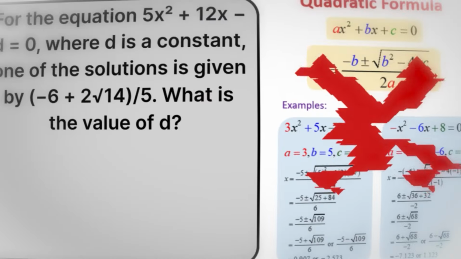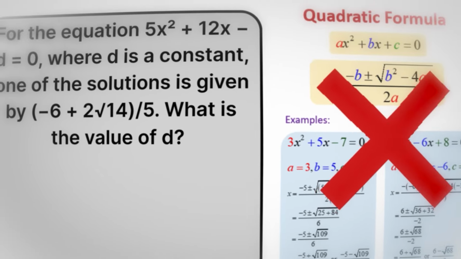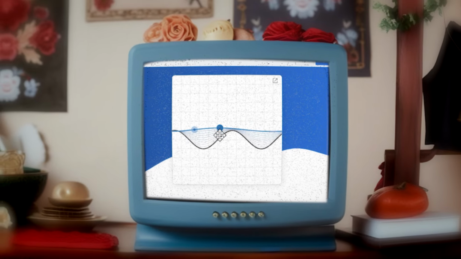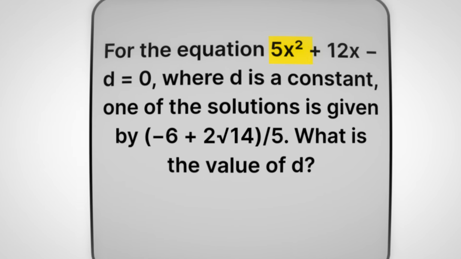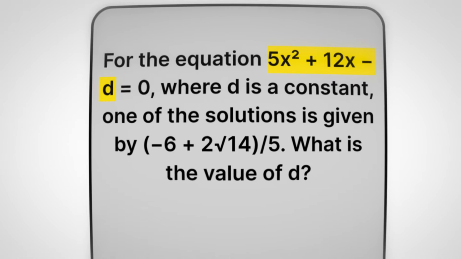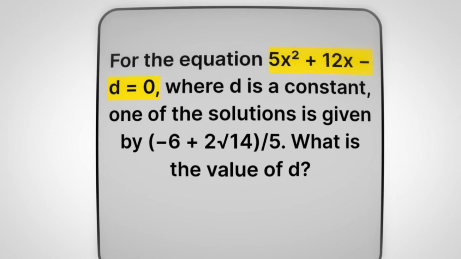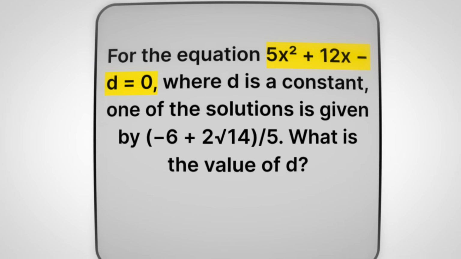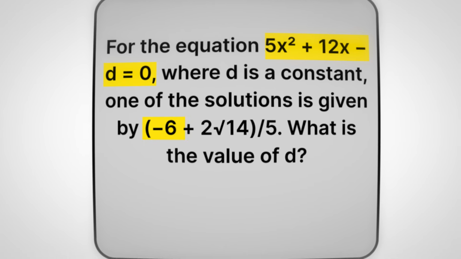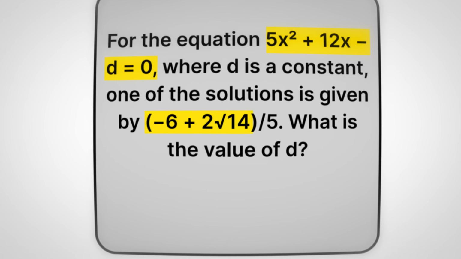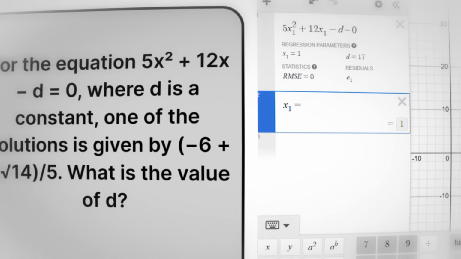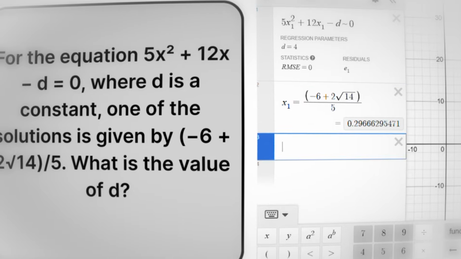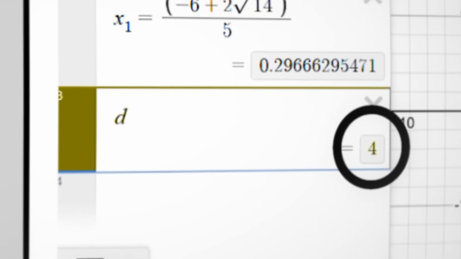Here's what most students don't realize. You don't need the quadratic formula to solve this. Desmos can do all the heavy lifting in just seconds. You're given the equation 5x squared plus 12x minus d equals 0 and told one solution is (-6 plus 2 square root of 14) divided by 5, and Desmos simplifies it instantly. D equals 4. And this is why Desmos is a game changer.